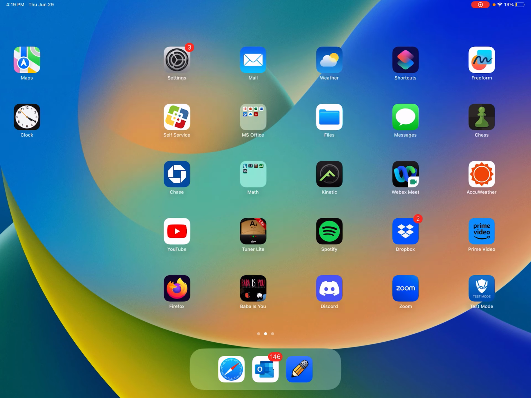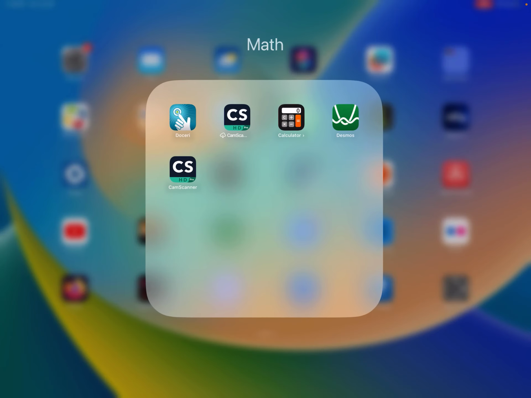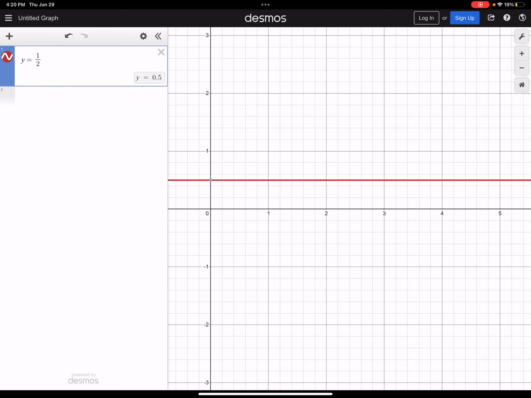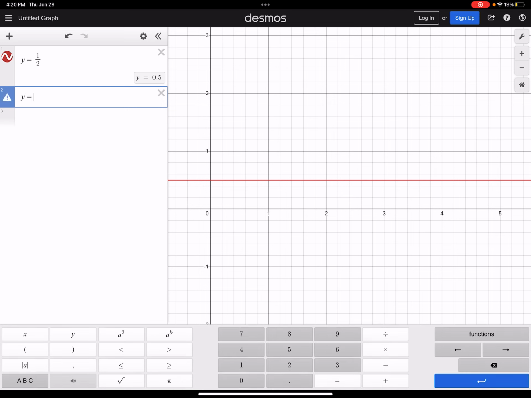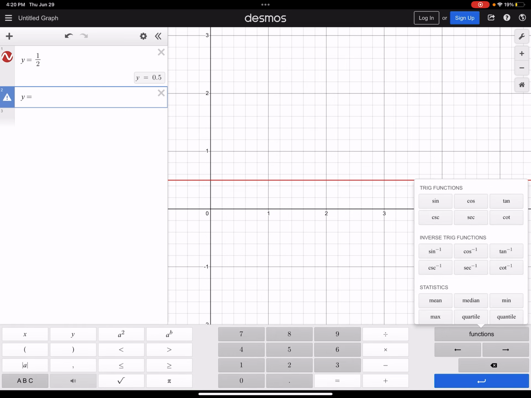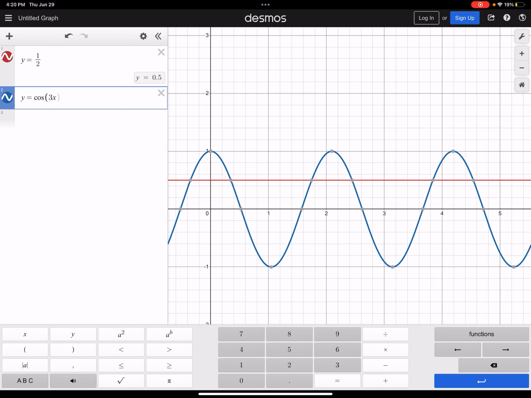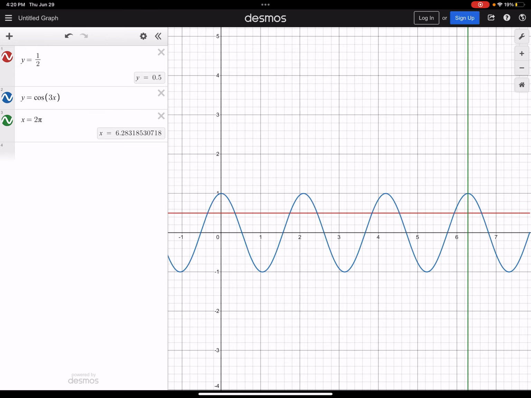Where is the Desmos app? Here we go. Okay, so what I'm going to do is I'm just going to graph y equals 1/2. So that's this line here. And then I'm going to graph y equals cosine of 3x. Okay, and then I'm going to graph the line x equals 2 pi. Did it show up? Yeah, over here.